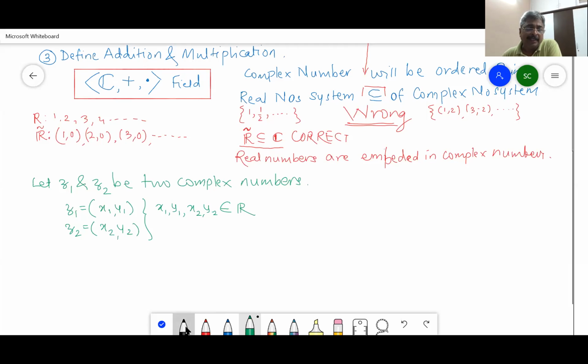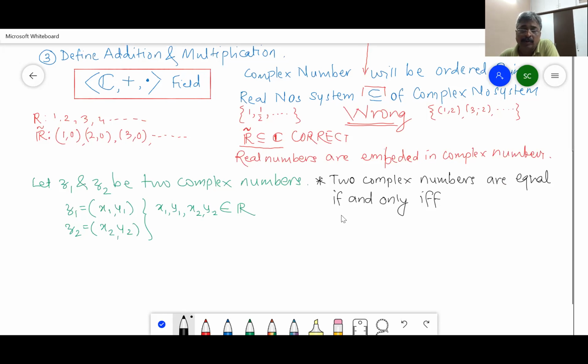So the idea is two complex numbers are equal. That is the definition, if and only if... now this is the chance. This type of chance I will give you to think and create your own definitions, and go ahead slowly. We will go towards the development of the complex number system.